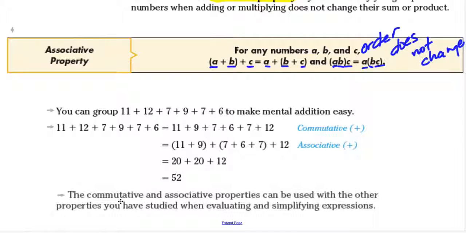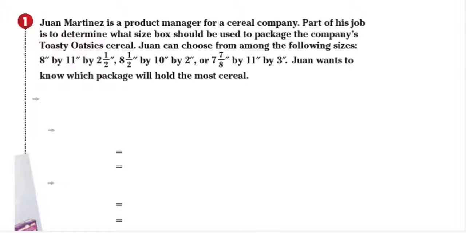Okay, so the commutative and associative properties can be used with the other properties that you've studied when evaluating and simplifying expressions. Okay, let's take a look at example number 1.